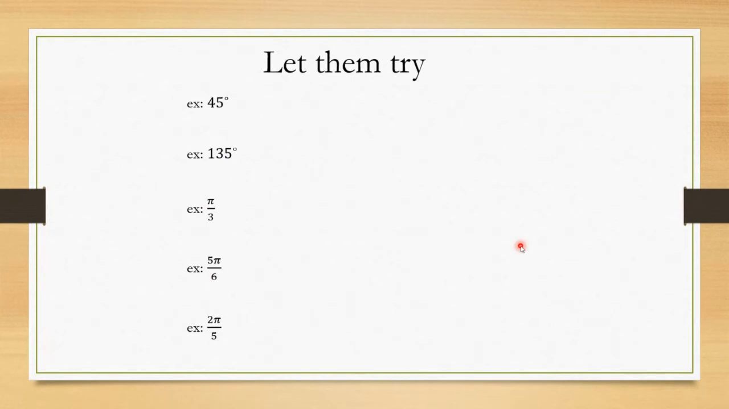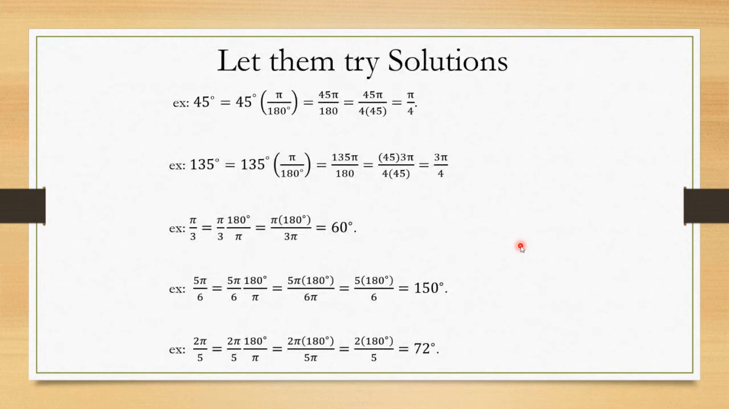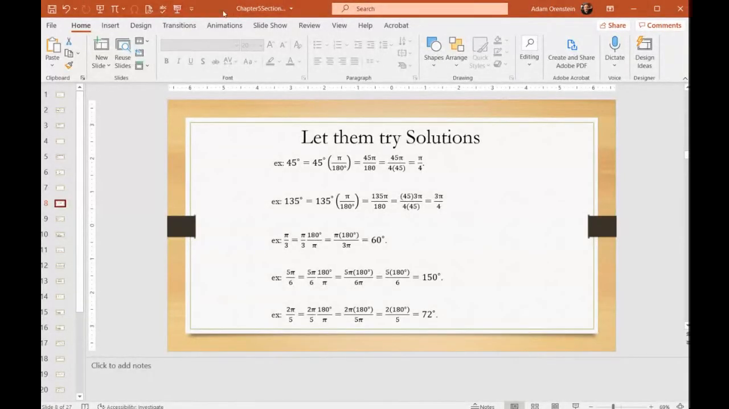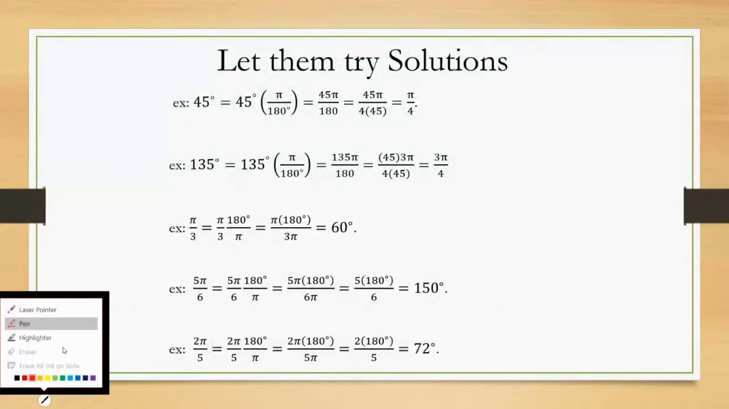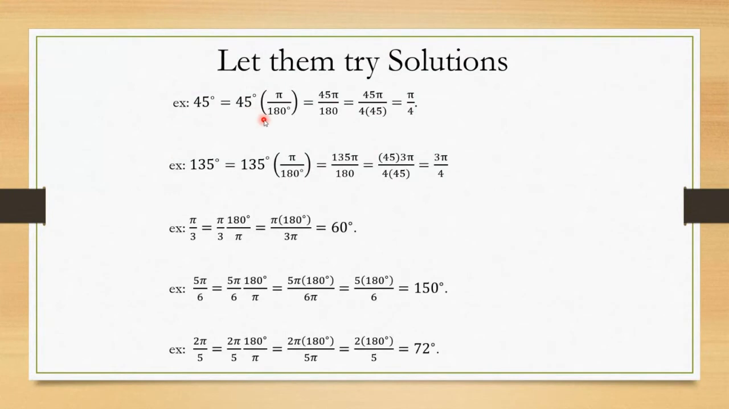Okay. Originally, I was going to have people try this, but I did email the notes with the solutions already. So let's just get right into this. Let's convert 45 degrees to radians. For this one, we're going to multiply by pi over 180 degrees, right? Doing so, the degrees will actually cancel, and we'll get 45 pi over 180, which is this. You can reduce that because 180 is 45 times 4, so you get pi over 4.